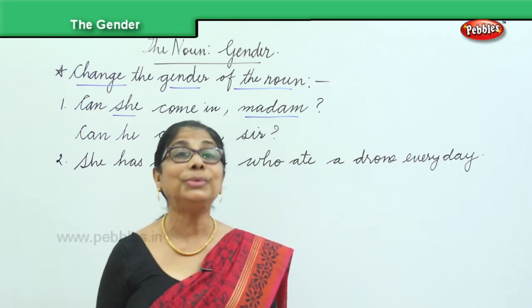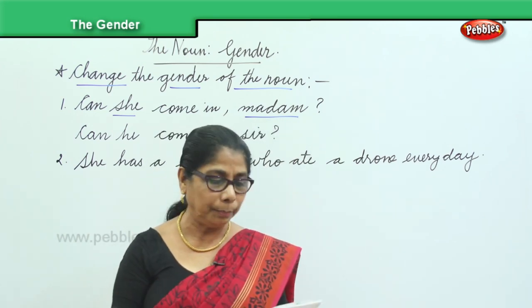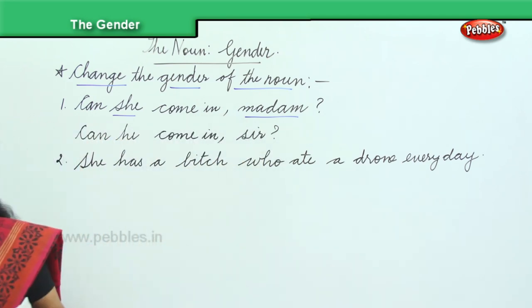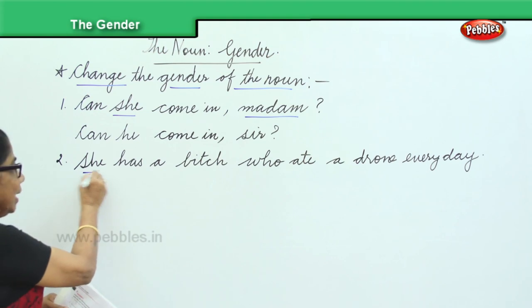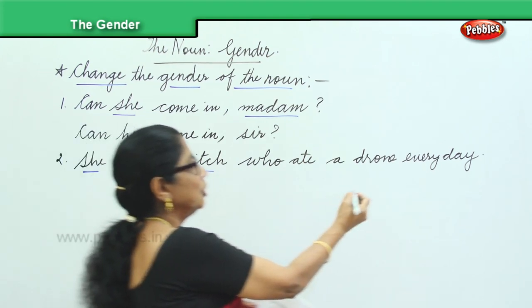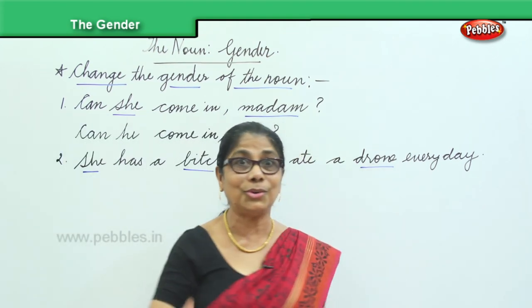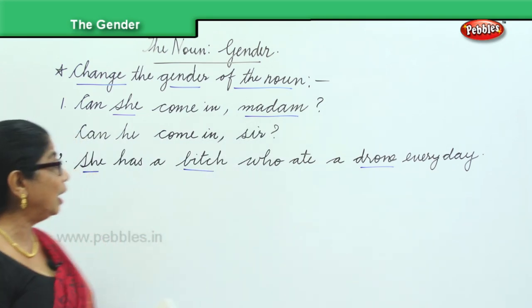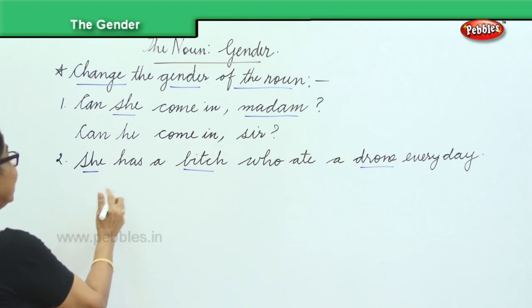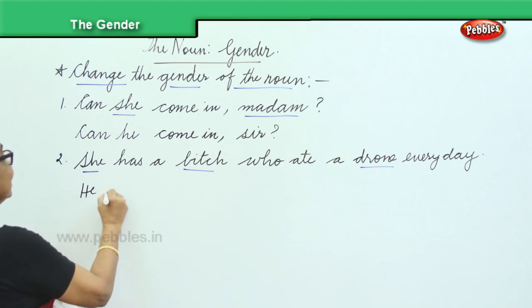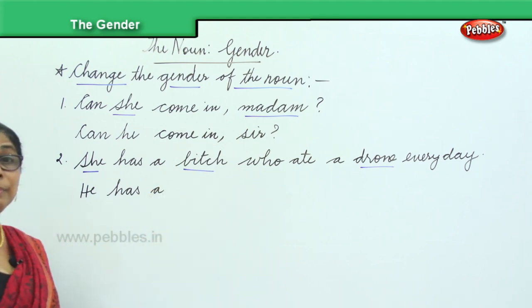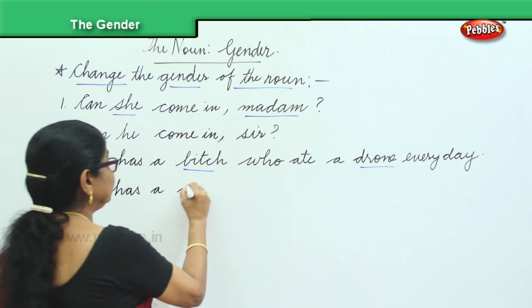We must know the other gender. Only then we can proceed. Okay. Now here you have to change she, bitch, drone. What is it? You should know. What is the other gender for all this? Okay. Now here, she becomes he. He has. Bitch becomes dog. He has a dog.